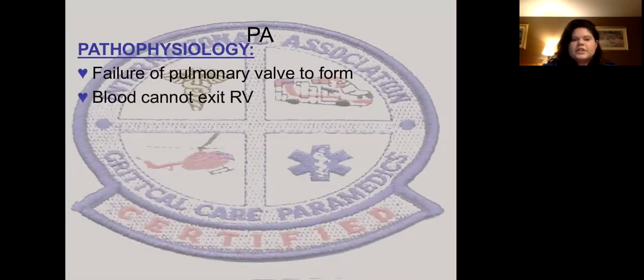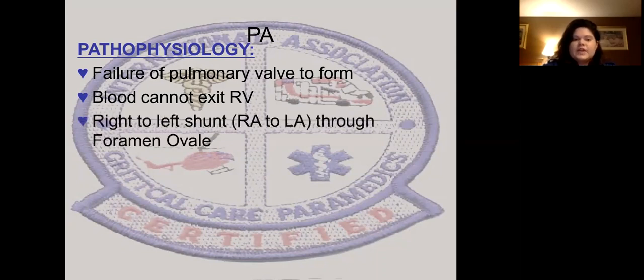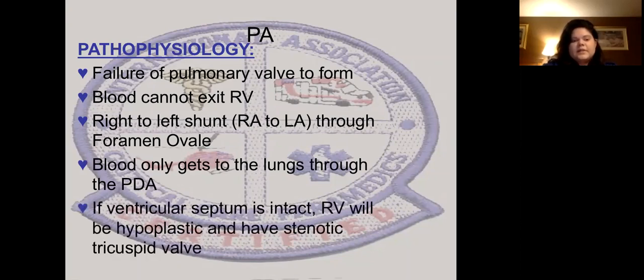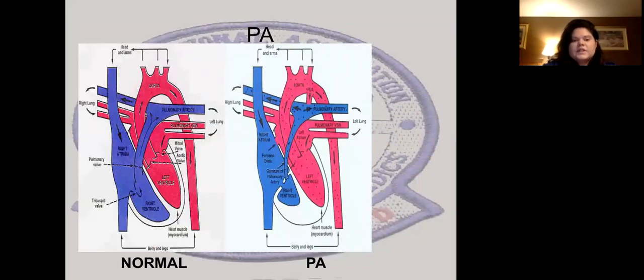Your pathophysiology of pulmonary atresia: failure of the pulmonary valve to form. Blood can't exit, so you have right to left shunting through the foramen ovale. And then blood's only going to get to the lungs through the PDA. And then if the ventricular septum is intact, your right ventricle will be hypoplastic, and you could have a stenotic tricuspid valve. So this is what that looks like.